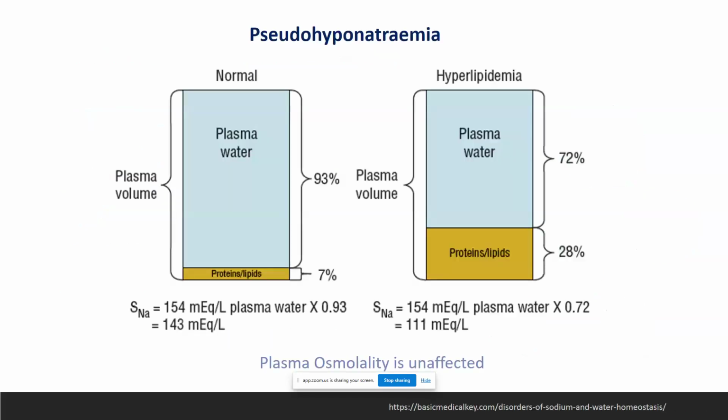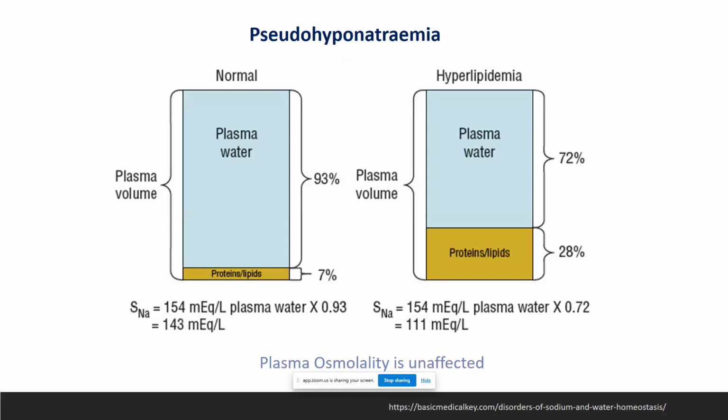And then just a quick note on pseudohyponatremia. Each liter of plasma contains about 930 mils of water and 70 mils of proteins and lipids. So in cases where there are high lipids or proteins, this reduces the plasma water and therefore plasma sodium, measured per liter of plasma, which is artifactually low. But in cases like this, plasma osmolality should be unaffected because the osmometer measures only the sodium activity in the plasma water.